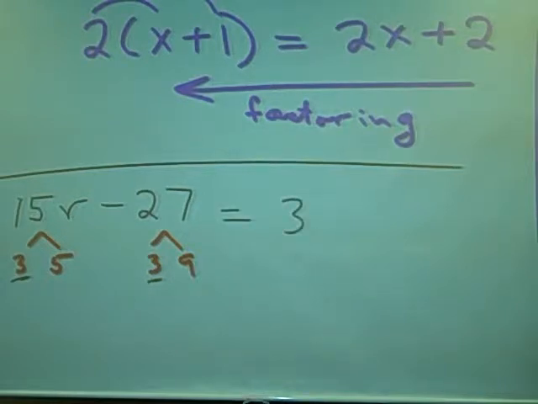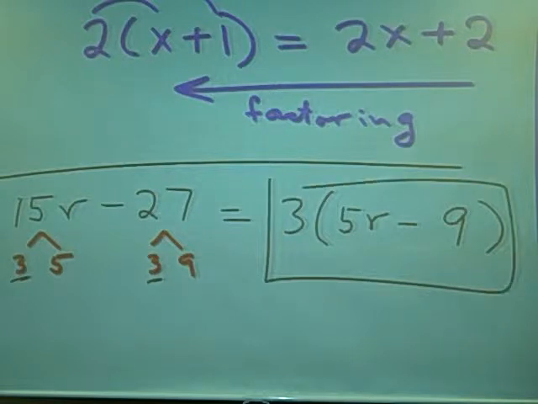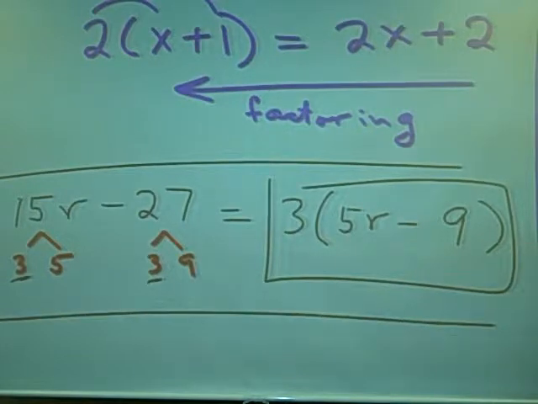So we factor the 3 out, and so what's left? Factor 3 from 15, that leaves us with what? 5r minus 9. Okay, and that's our answer. All right, questions with that? All right, well, what about something like this?